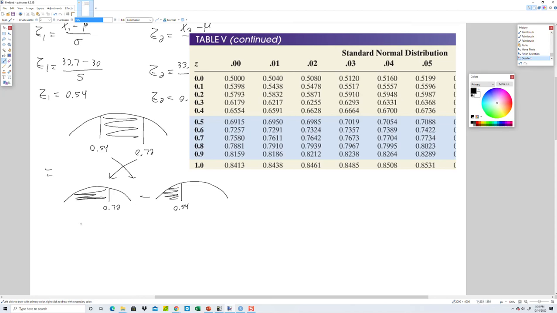Now our first one. We're going to split this up, the 0.7 and then the hundredths place. So we're looking at the 0.7 intersecting the hundredths place of 0.02. And that's going to give us 0.7642 minus, and here I'm looking up 0.5 in the hundredths place is 0.04. So I'm looking at the intersection of 0.5 and 0.04. And that's going to give us 0.7054.